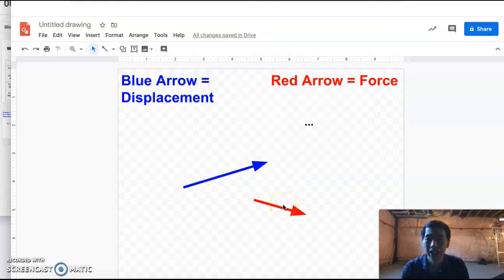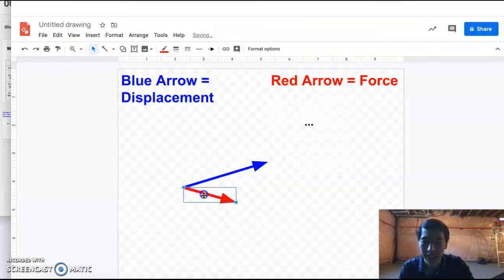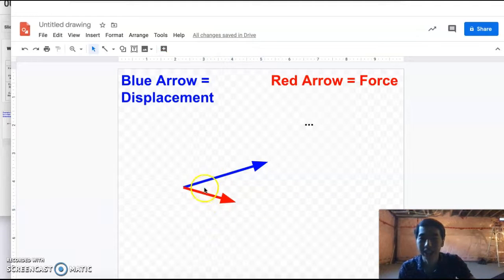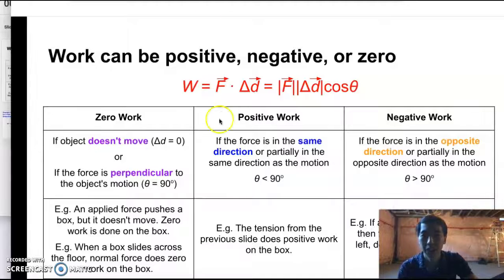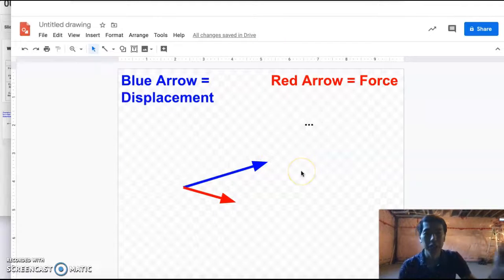So if I just take these two arrows right here, this red force is acting on an object, and the object moves a displacement in this direction. Is this force doing positive, negative, or zero work on the object? What you would do is draw them tail to tail. So I'm just going to drag this over so it's tail to tail, and then analyze the angle between them. The angle looks pretty clearly less than 90 degrees. So going back to my table, if it's less than 90 degrees, then positive work is done. This is a random displacement and a random force, but this picture shows that positive work would have been done on the object by this force.